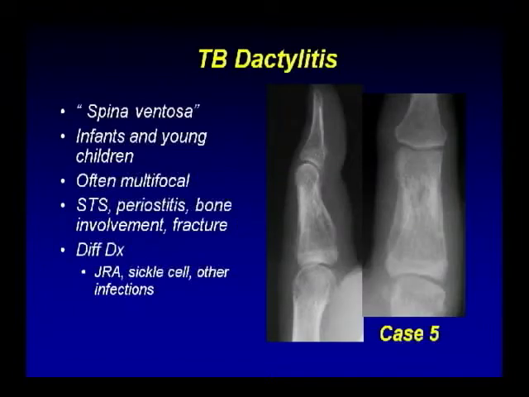This is a case of TB dactylitis, usually found more in younger people. It typically can be multifocal. It goes along with soft tissue swelling, periostitis, bone involvement, and may cause fractures. And this is one of these cases. I showed this. This was case number 5. This is TB dactylitis. Differential diagnosis includes, again, we talked about this before, juvenile idiopathic arthritis, sickle cell, and other infections, of course.